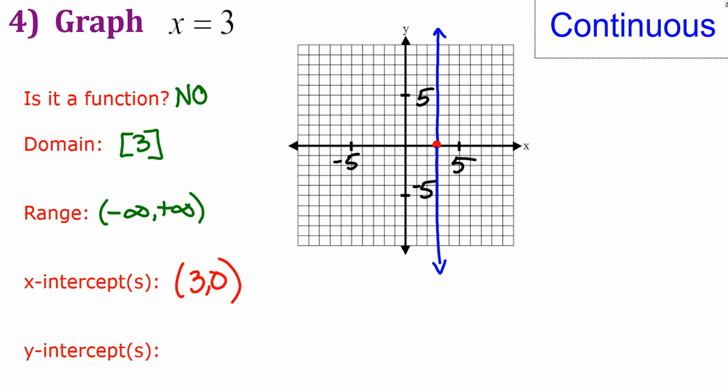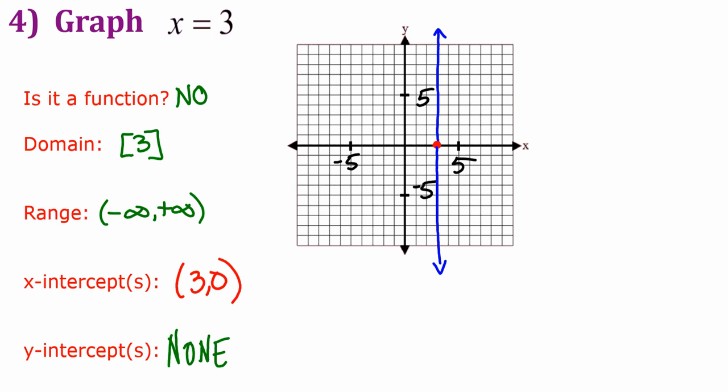Do we have any y-intercepts? Any places where the graph crosses the y-axis? No, we do not. So we have no y-intercepts for this relation.